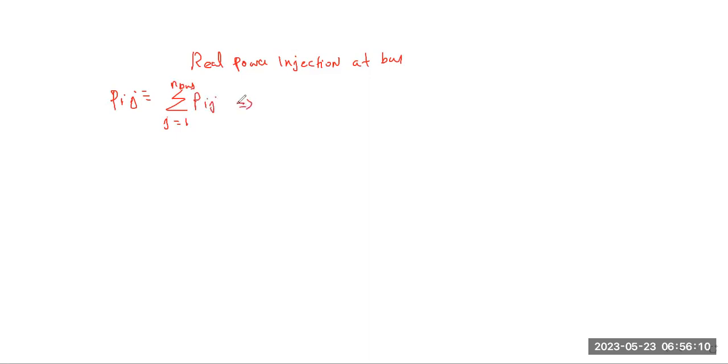So if you have to write your Pi value, you can write this as the summation for j equal to 1 over all the buses of Pij. In terms of the angular difference, you can write Pij equal to 1 by Xij into sine of delta i minus delta j. So here Pi would be the sum for n buses.